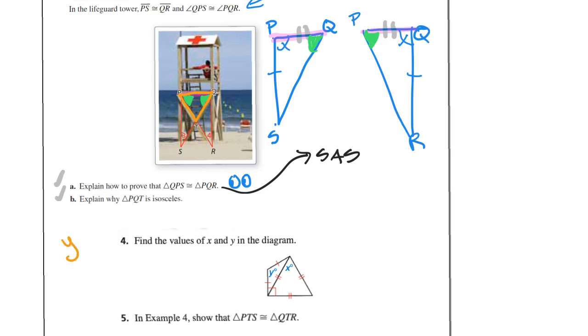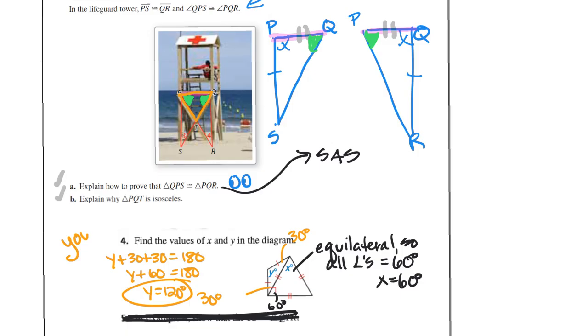Now I want you to, even though there's two of them here, I'm only going to have you do example 4. So try that one and then come back and check for your answer. There you go, guys. You end up with x equals 60 degrees and y equals 120 degrees.